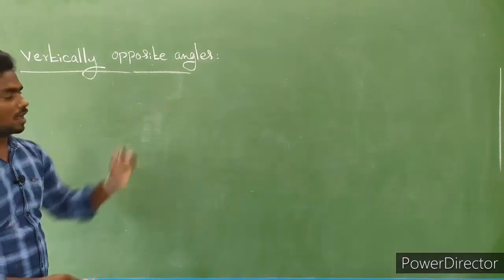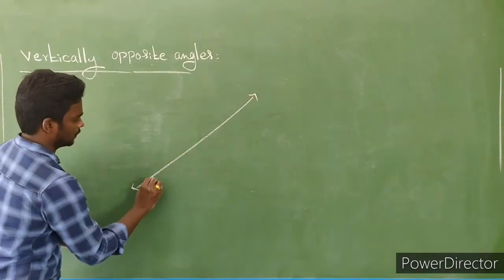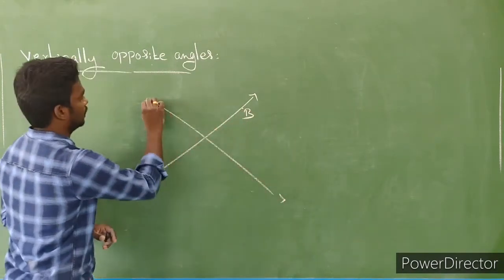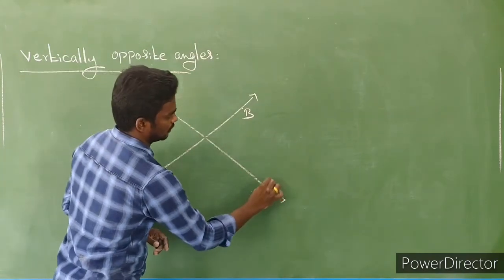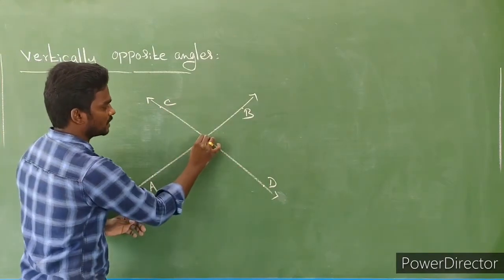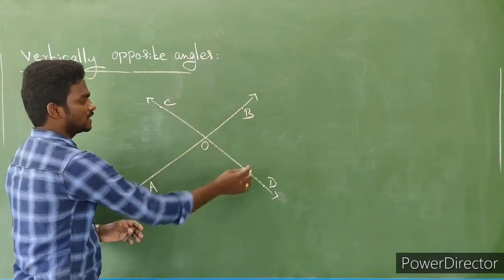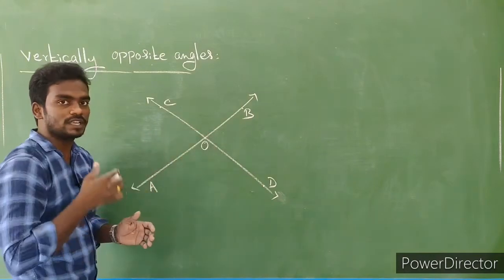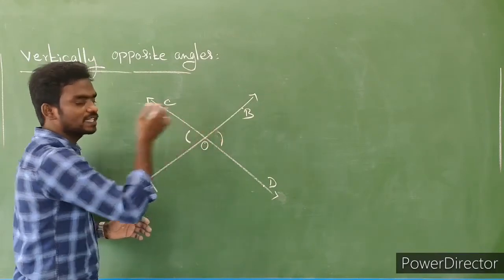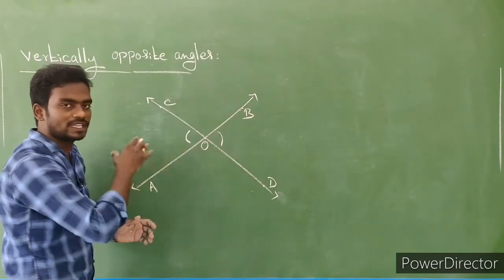Next, what is vertically opposite angles? Consider these two lines, line AB and line CD. Here AB and CD are two lines. These two lines are intersecting at a point O. This point O is called the point of intersection. Then the angles formed on the opposite sides are called vertically opposite angles. Angle COA and angle BOD are vertically opposite angles.